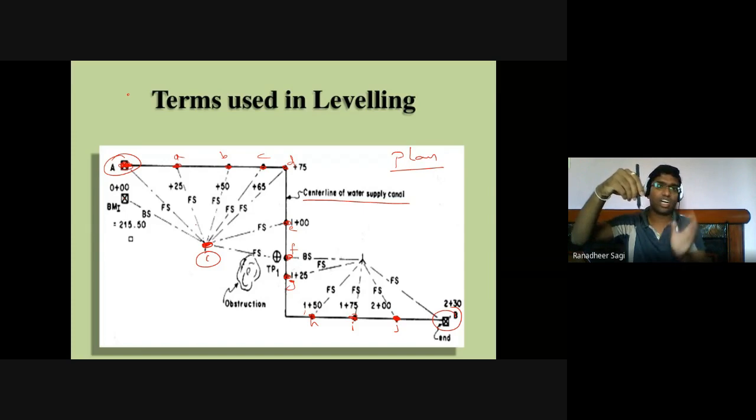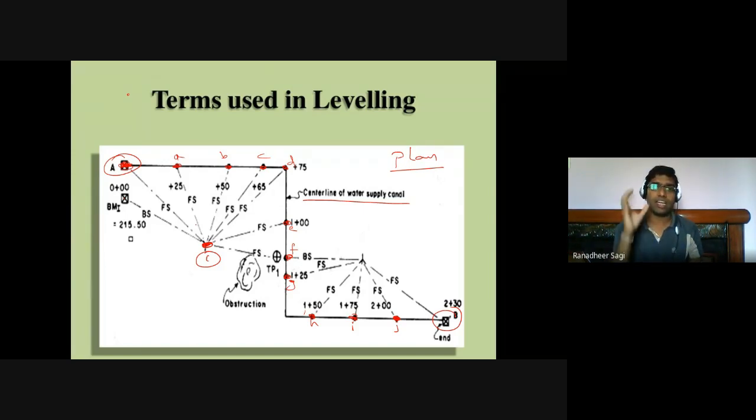And that reading is not my backside reading, because the backside reading is the first reading which I have already taken from the leveling staff when it was placed at your benchmark point. Understand that.